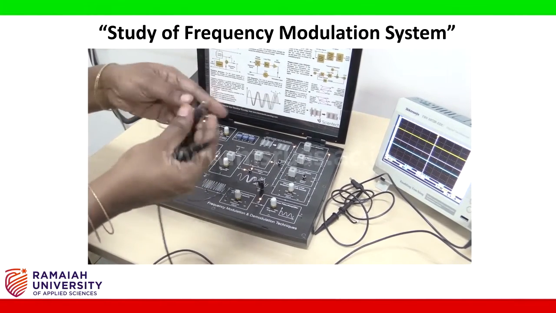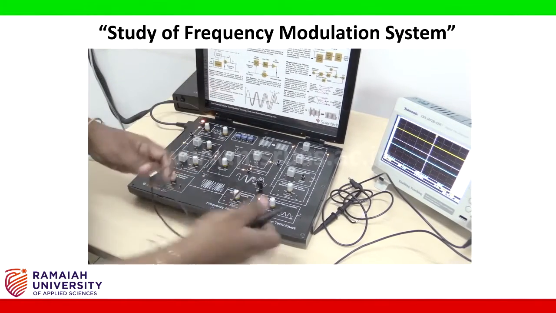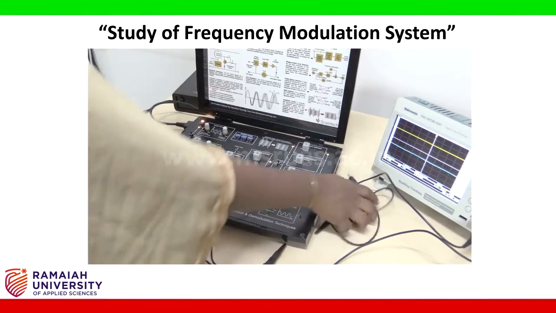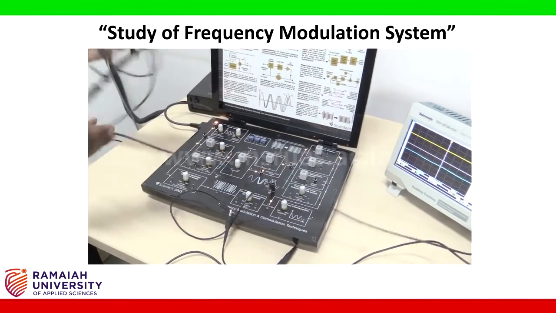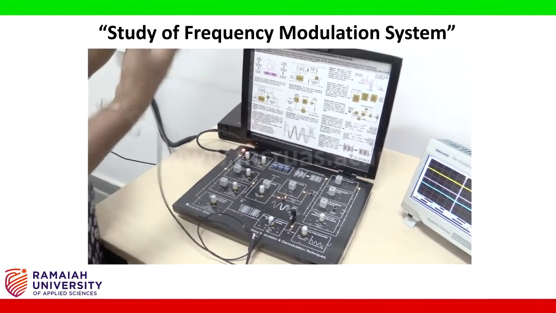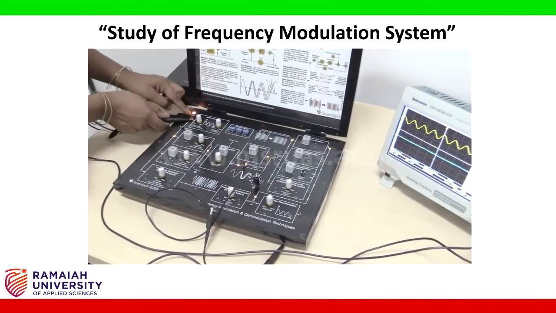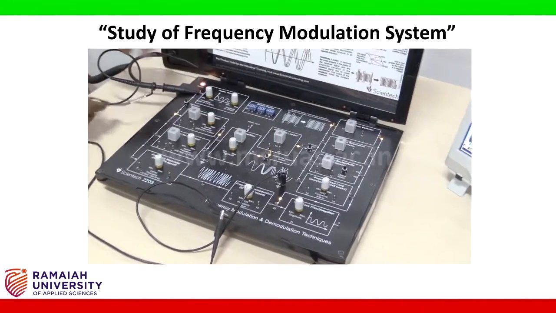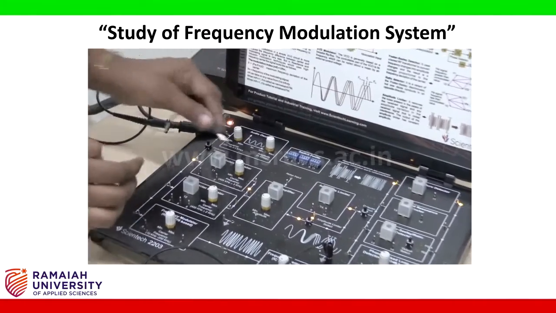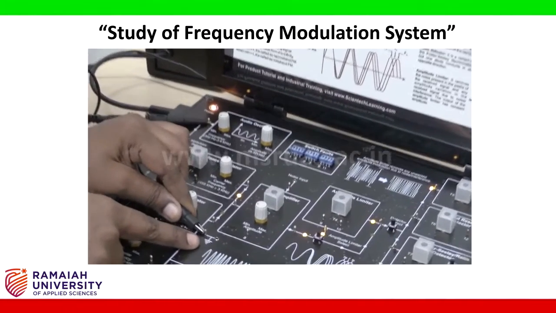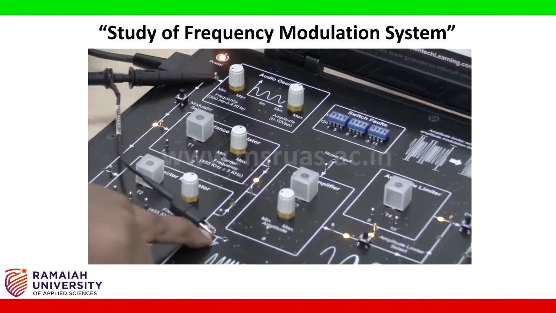So ground and second channel's negative are connected. Now take the first channel of the CRO, that is the probe regarding the first channel. Connect this where the message is available and connect the negative to the ground. So ground is available here and it is connected here.